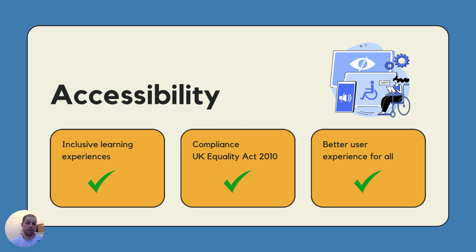From a legal perspective, you want to create compliant e-learning material that adheres to the UK Equality Act 2010 and other legislation. So there are other parts of UK law that are maybe not directly related to accessibility, but you need to be compliant with those bits of legislation too, like, for example, the Data Protection Act.